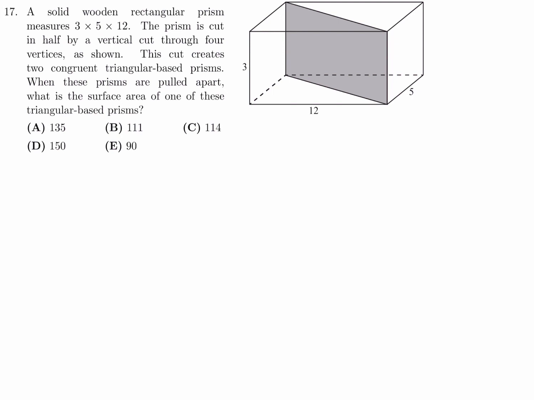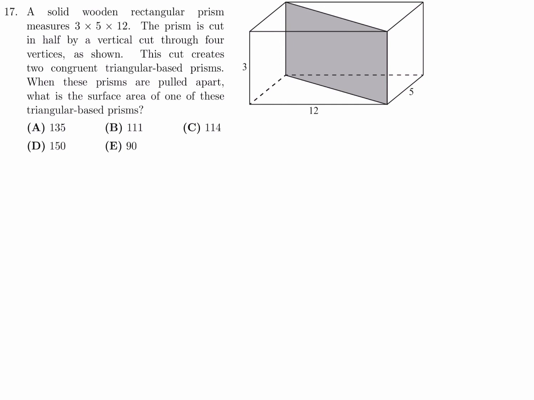A solid wooden rectangular prism measures 3 by 5 by 12. The prism is cut in half by a vertical cut through 4 vertices as shown. This cut creates 2 congruent triangular-based prisms. When these prisms are pulled apart, what is the surface area of one of these triangular-based prisms?